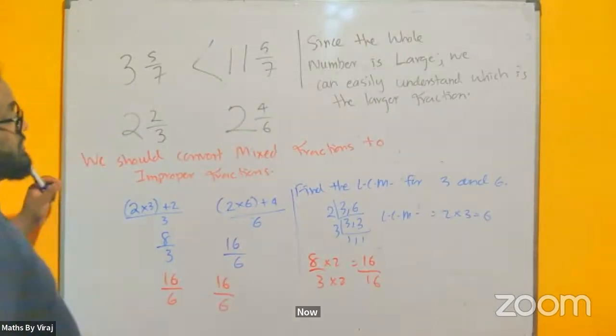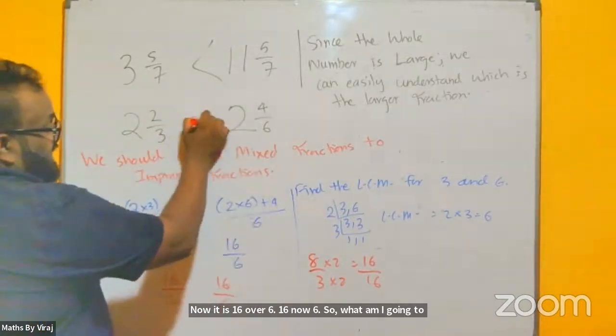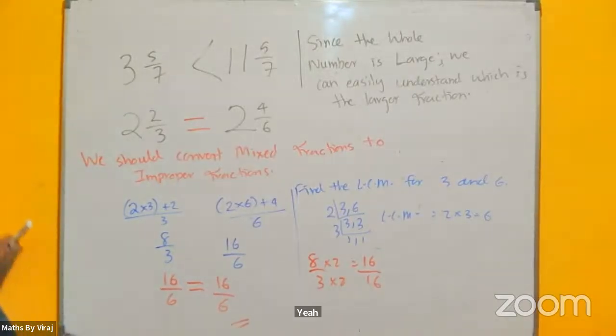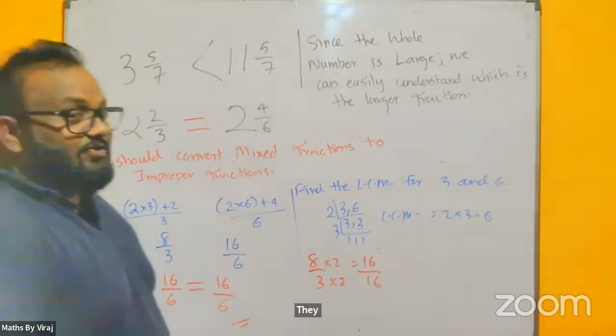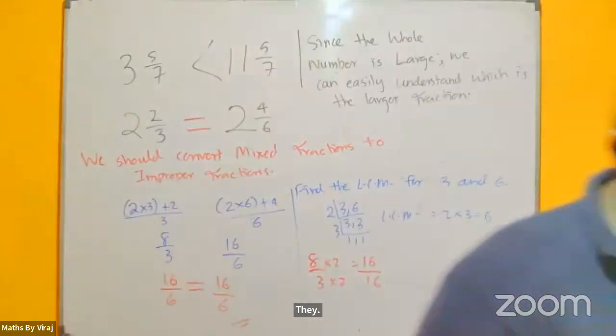16 over 6. So what are we going to say about these two fractions? They are equal. They are equivalent. 2 and 2 upon 3 is equal to 2 and 4 upon 6. Very simple. Take it down, please.